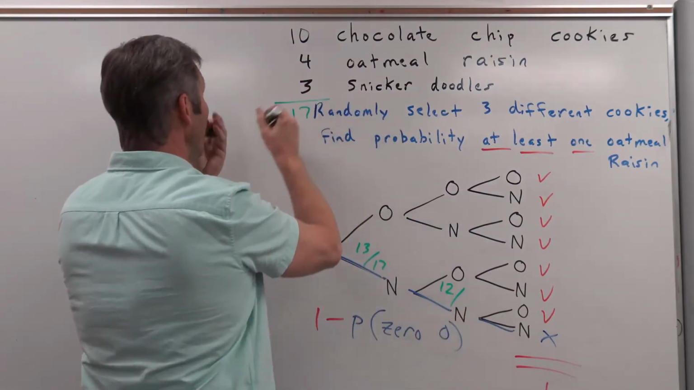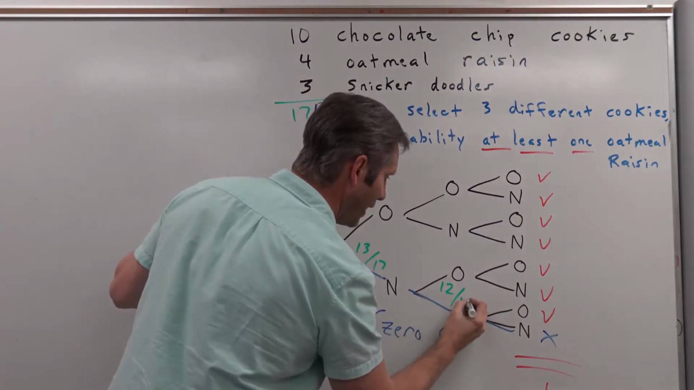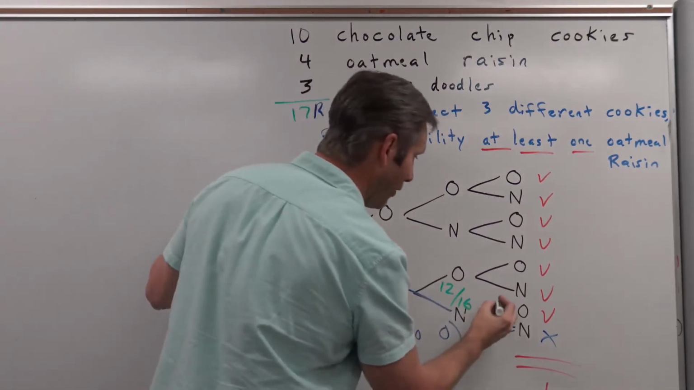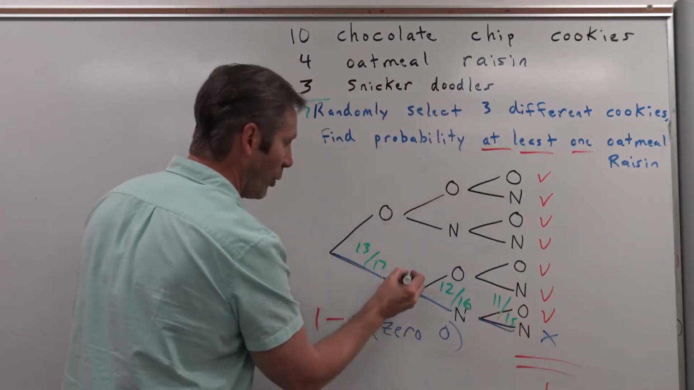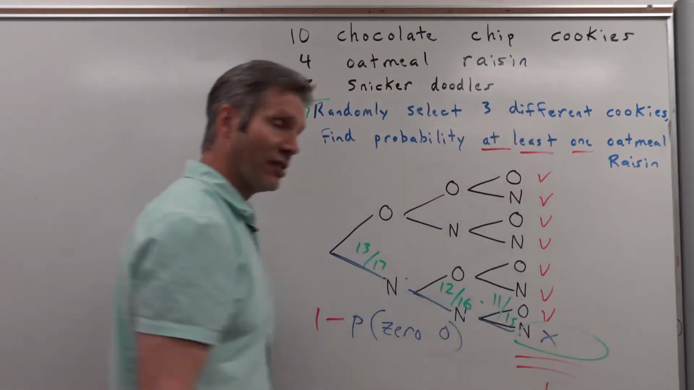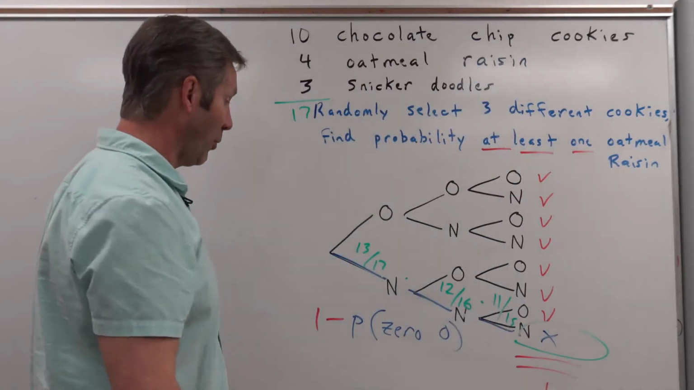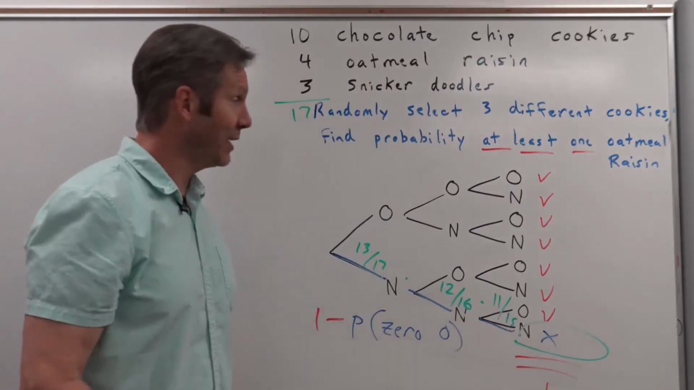Well, one of those non-oatmeal cookies has been selected, so there's only 12 left out of 16, and then there would only be 11 non-oatmeal cookies left out of 15. So we would multiply those 3 probabilities together, and that would give us this probability right here, and then all we have to do is do 1 minus that probability, and boing, we get the answer.